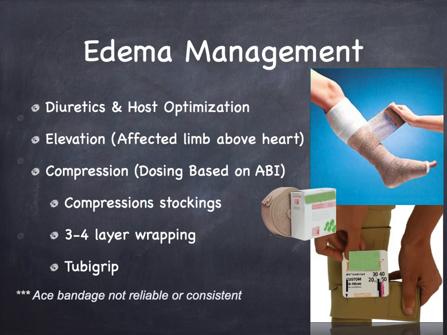Now, there are several ways to address edema. There are diuretics and host optimization, such as if they have uncontrolled congestive heart failure, and elevation. Ideally, you want to elevate the affected limb above the heart. You can have compression, which will be dosed typically utilizing an ABI. When you do use compression, these are the three common modalities we tend to use: compression stockings, which can be ordered, 3 to 4 layer wrapping, as well as tubigrip.